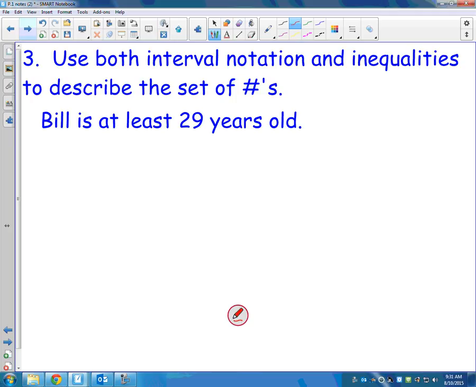And words like "at least" and "at most" always signal inequalities, so you always want to think about which inequality sign applies, especially as you get into story problems. You want to make sure you're using the right symbols. Bill is at least 29 years old. Does that mean greater than, less than, greater than or equal to, or less than or equal to?